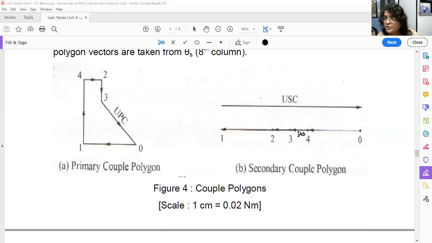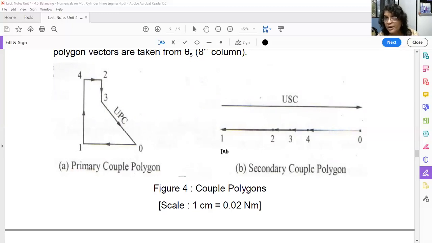Then 3 is also positive, from 4 draw 3. 2 is negative. It is towards right, but here you have to take towards left. So 3 to 2 again towards left. 2 to 1 also towards left because it is negative. So my starting point is O, ending point is 1. I have started from here. So 0 to 4, 4 to 3, 3 to 2, and 2 to 1.